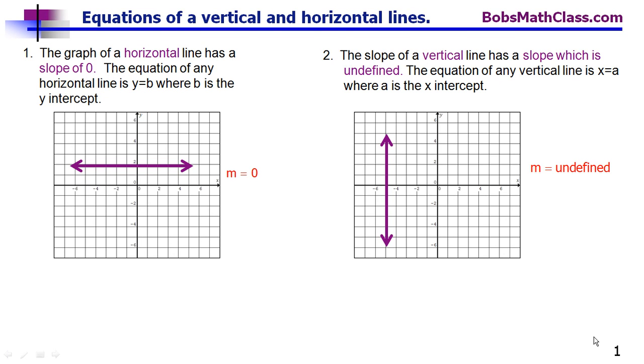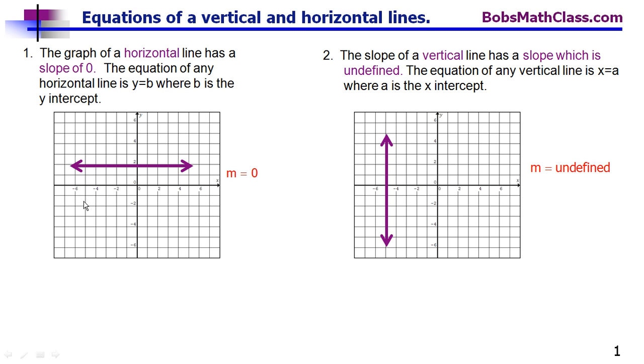Welcome. This video is on equations of vertical and horizontal lines. We'll first start talking about horizontal lines. The graph of a horizontal line has a slope of 0. So slope, in this case, of this horizontal line is 0.